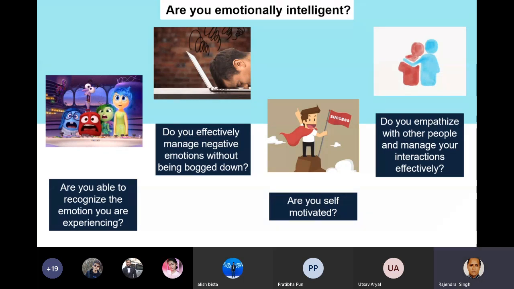Next question is, are you self-motivated? Since you guys are young, you might have tried doing something new. It could be, let's say, learning to play a guitar or some other instrument, or, for those who want to be physically fit, you probably joined a gym. So how was the initial phase?